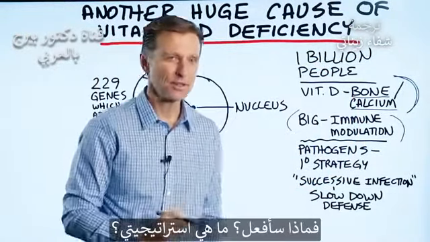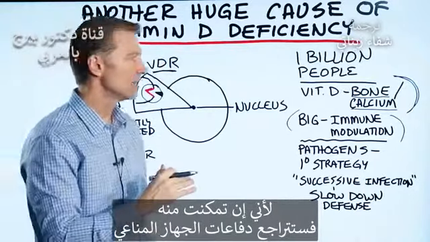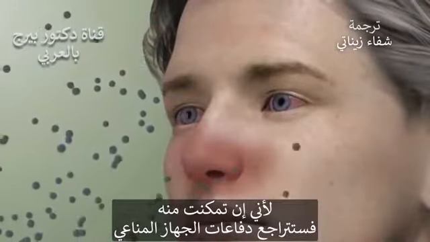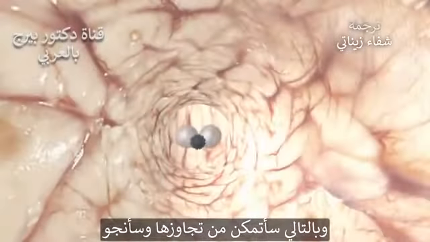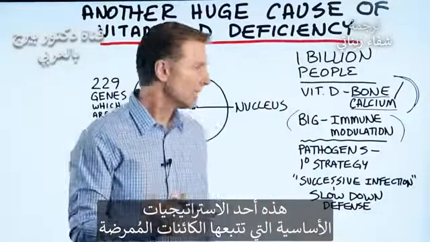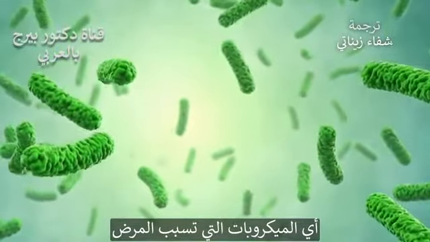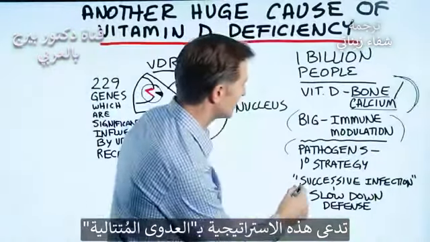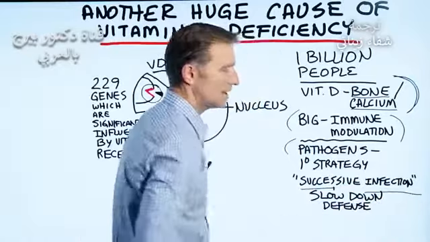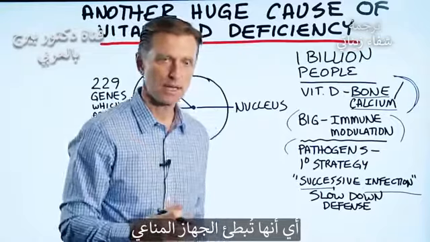Now, if I were a pathogen and I wanted to survive, what I would do as a strategy is I would interfere with this little receptor right here. Because if I could, what would happen is the defenses of the immune system would go down, and then I can actually overtake it and actually survive. And that just happens to be one of the primary strategies that pathogens, those are microbes that cause pathology or disease, use. Now, this strategy is called successive infection, meaning it slows down the immune system, okay?